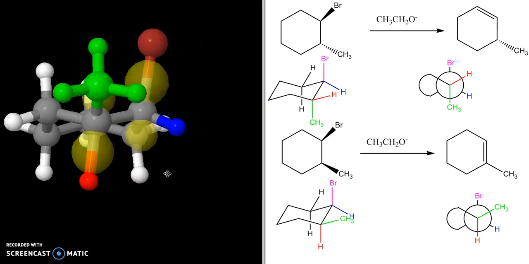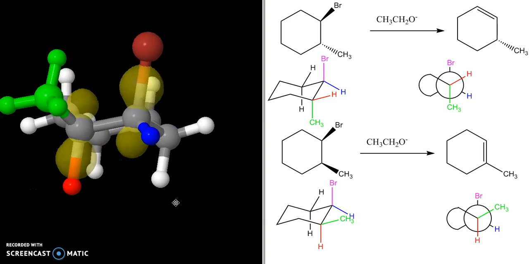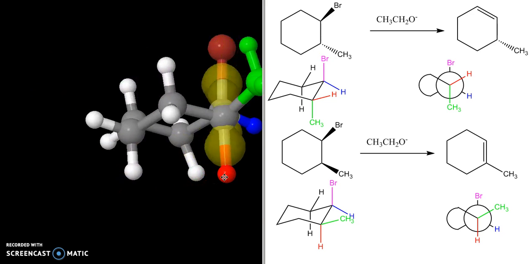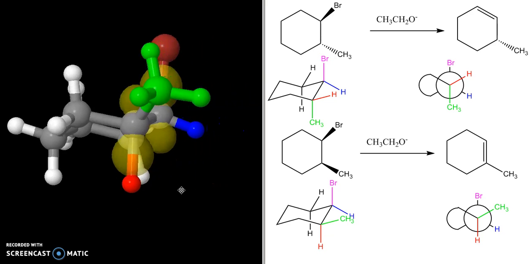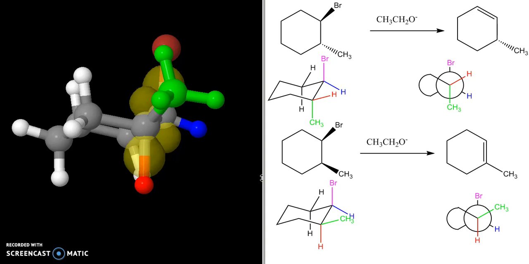You can see that the p orbitals that start to form are parallel to one another and can start to form my new pi bond in the transition state. They can stabilize my transition state, thus helping make this pathway towards the more substituted product a favorable pathway. So I'm not going to get just this product, but this would be the major product in this case.